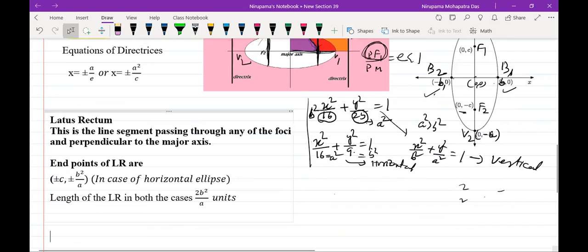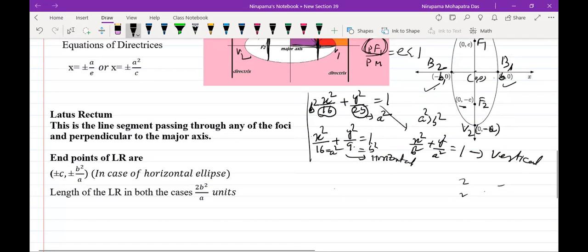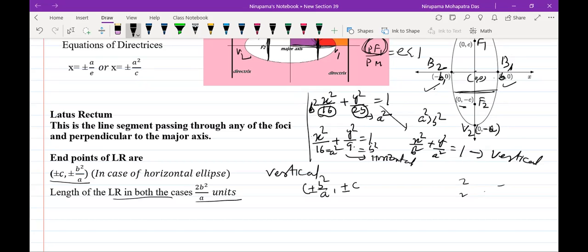In the first case, in case of a horizontal ellipse, the ends are plus minus C, plus minus B square by A. In case of a vertical ellipse, what will it be? You can just see: the ordinate will be constant and the abscissa will vary. So here it is plus minus B square by A, then plus minus C. You have two lateral recta, and the length of the latus rectum in both cases is 2b square by a units.